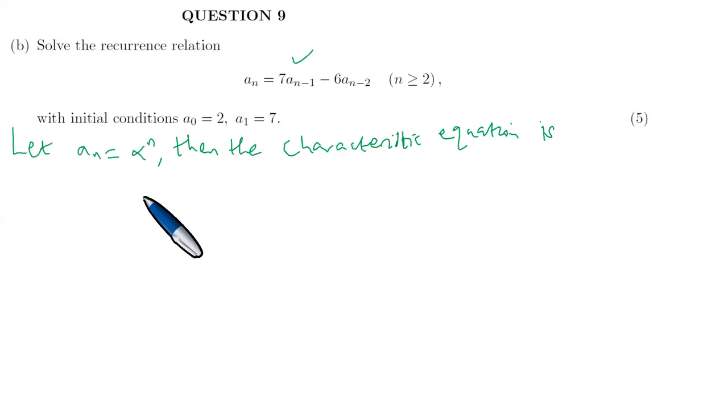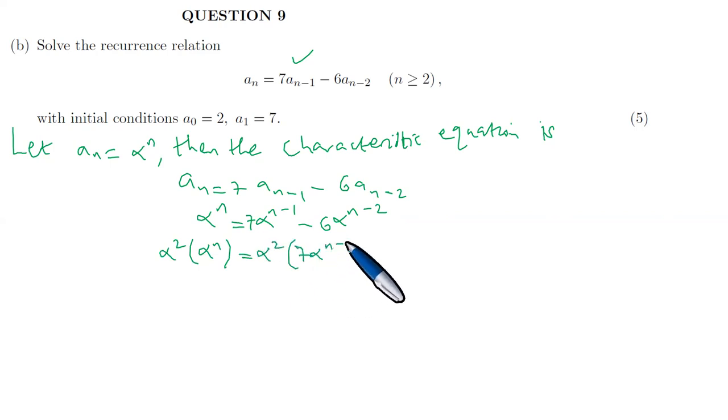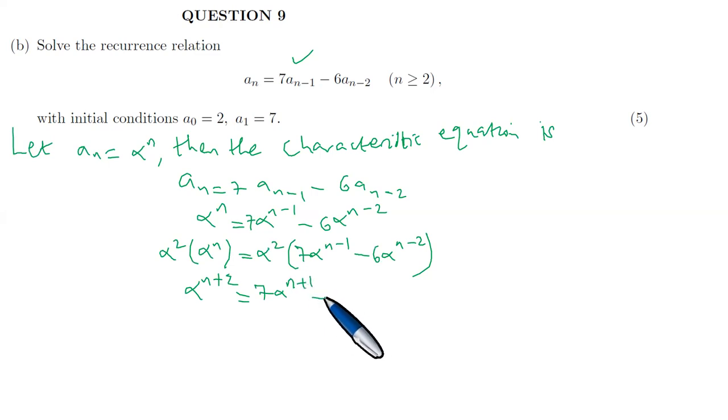Okay, we come to the recurrence. So if we have a_n equals 7 a_(n-1) minus 6 a_(n-2), we will have alpha to the n equals 7 alpha to the n minus 1, because if a_n is this, then a_(n-1) is just alpha to the n minus 1. And then 6 a_(n-2) is going to be alpha to the n minus 2. Now you multiply both sides by alpha squared, because you have alpha to the negative 2. So alpha to the n plus 2 equals 7 alpha to the n plus 1 minus 6 alpha to the power n. Do it like this.